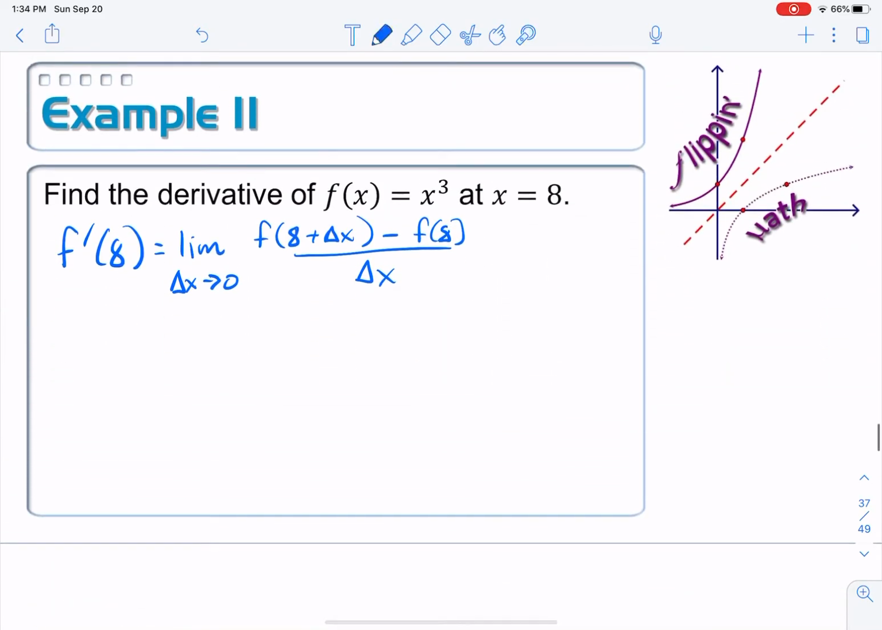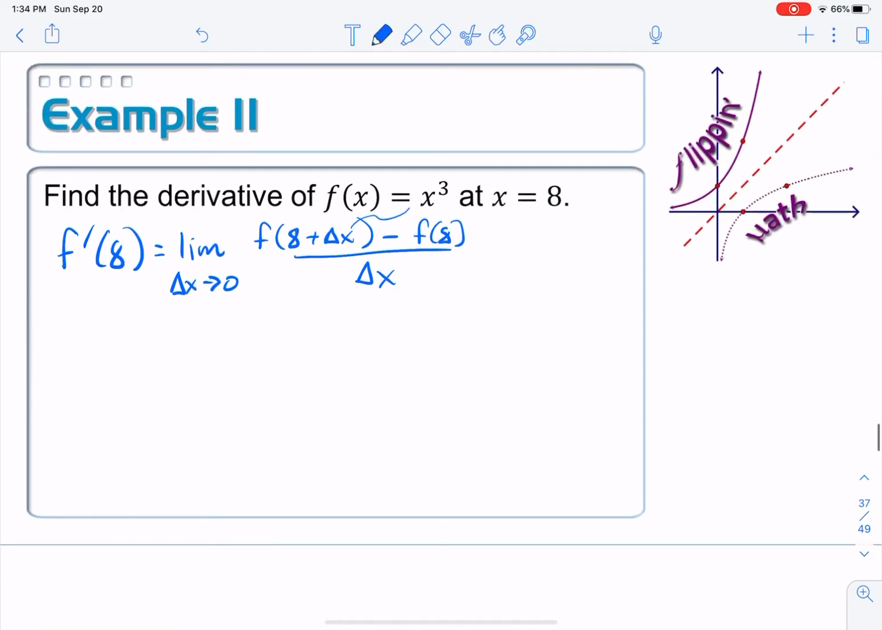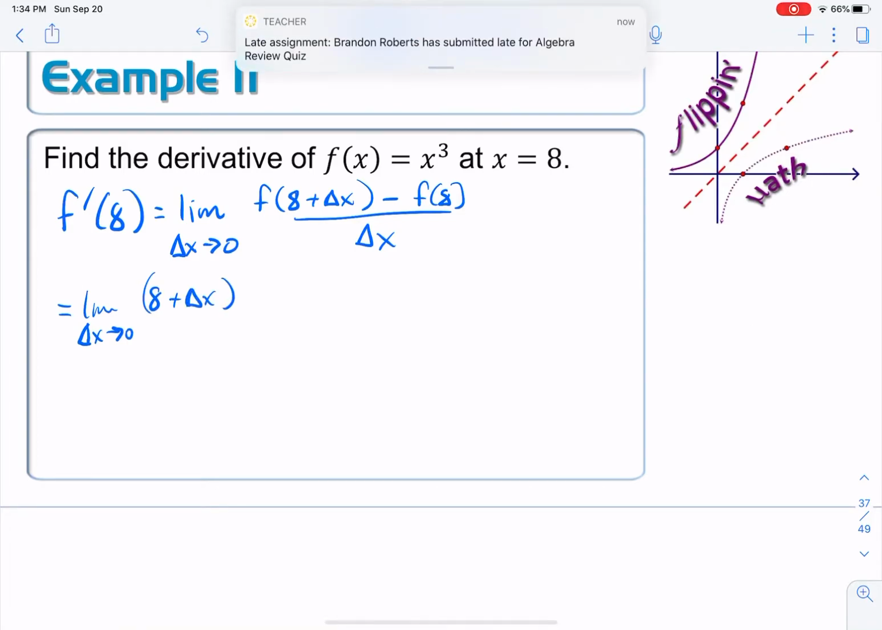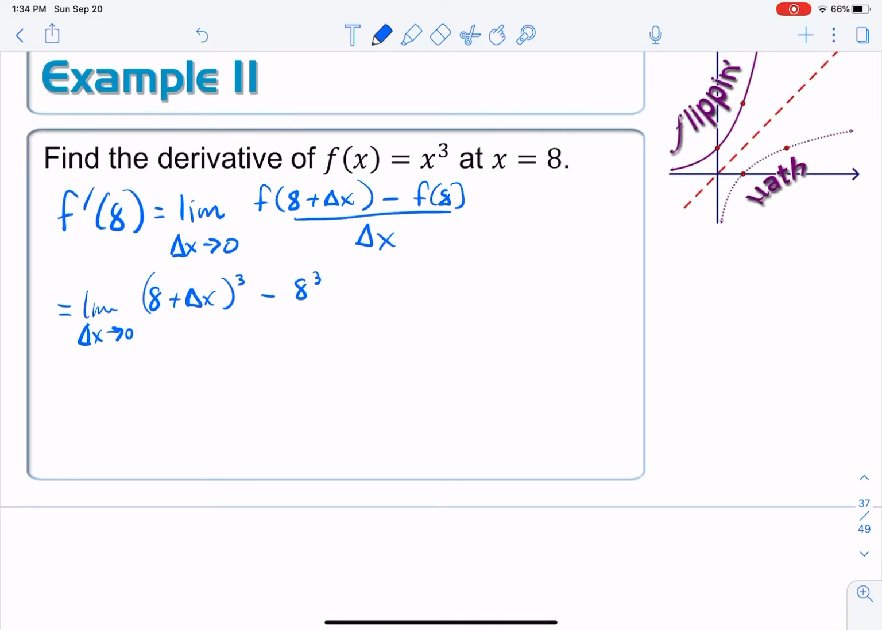Right, and now it's time to just plug this stuff right into the function in order to have something to take the limit of. So, limit as delta x approaches 0 of the quantity 8 plus delta x cubed minus 8 cubed. I'm not even going to compute 8 cubed because I don't think I'll need to. I don't know, we'll see. All over delta x. All right, it seems simple enough.